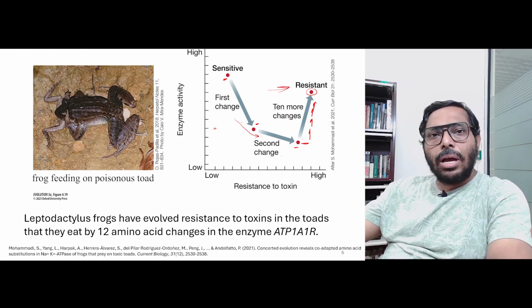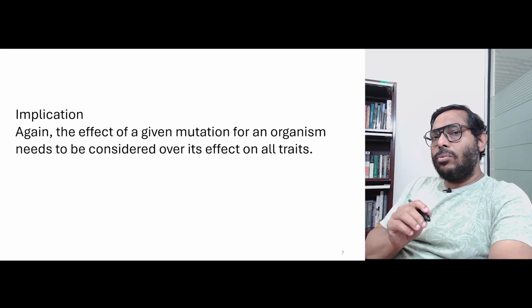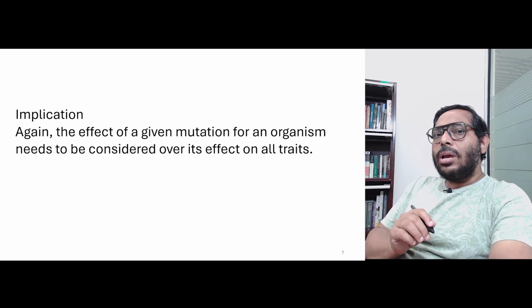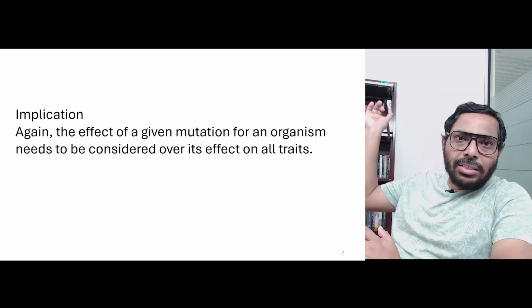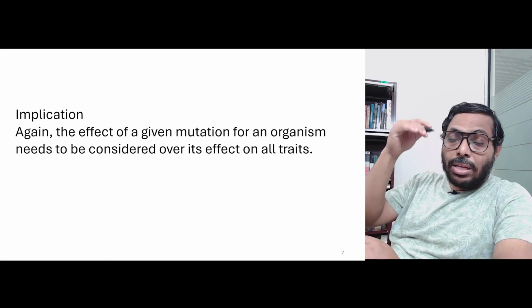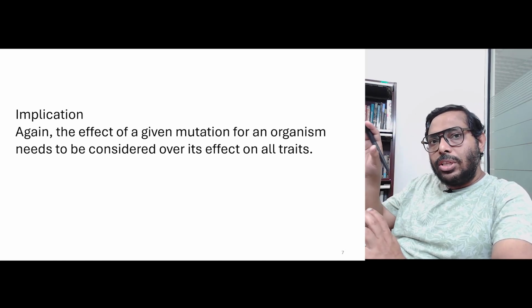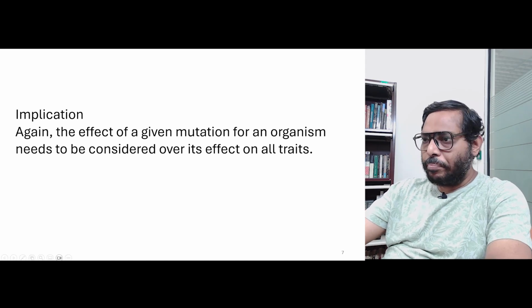So, this is another example to show you that if you are thinking about what a mutation is doing to an organism, you can't just focus on one thing, say increase in the resistance to toxin or increase in the enzyme activity and so on. You always need to integrate over all the effects that a mutation is having.